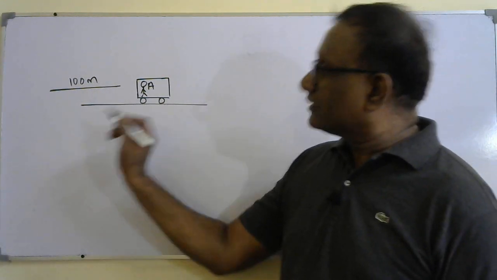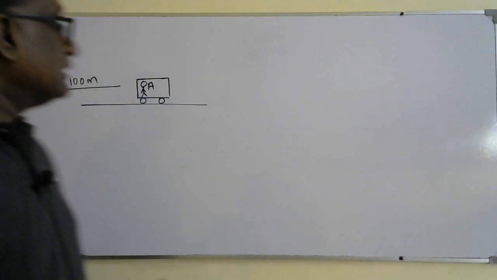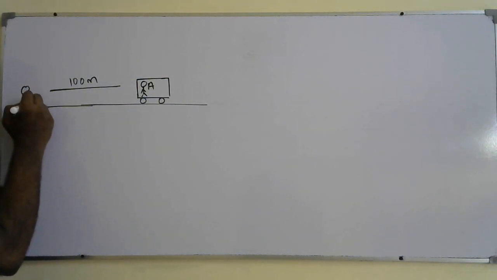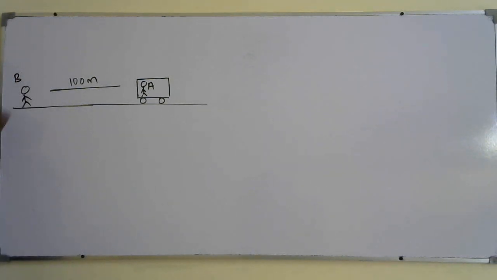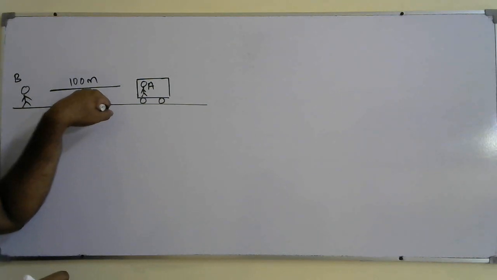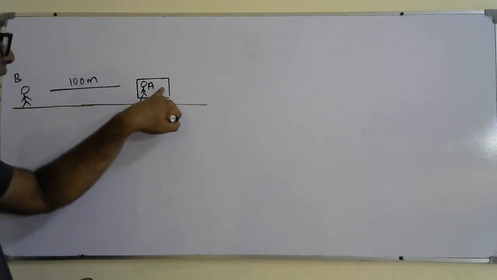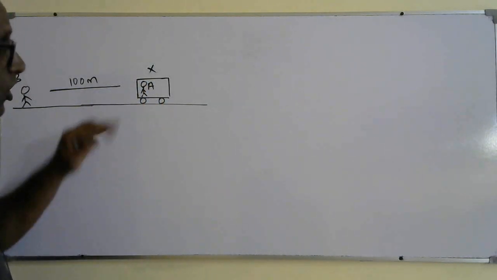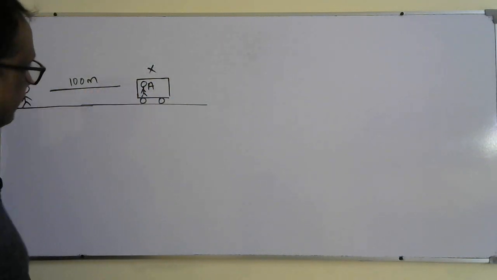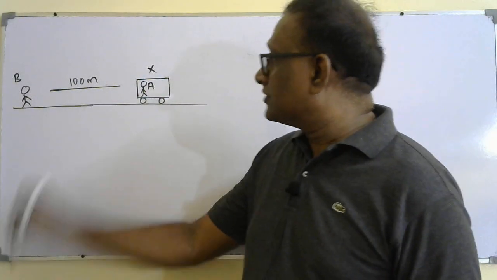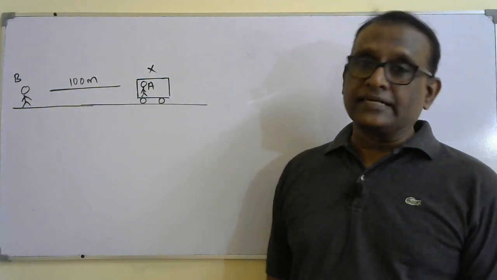The rod is at rest relative to Earth, or relative to another observer B who is at rest on the ground. So B is at rest on the ground, the rod is also at rest relative to Earth, and the car X with passenger A inside is also at rest. They are all at rest relative to Earth. So when A measures the length of the rod, he will measure it as 100 meters.